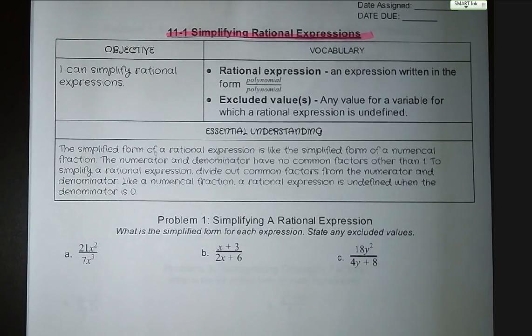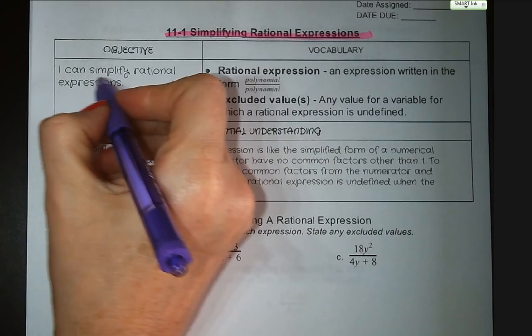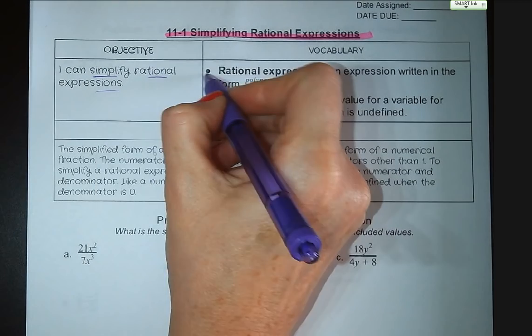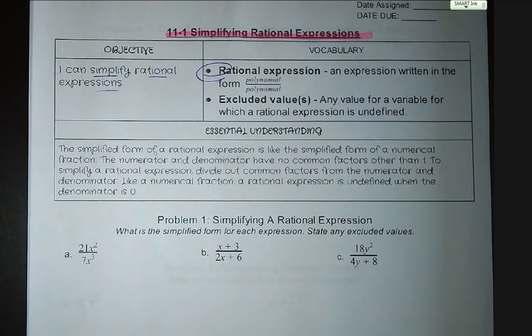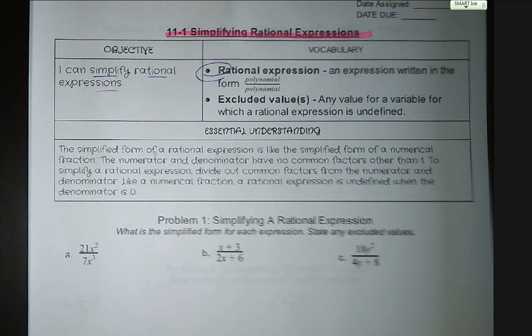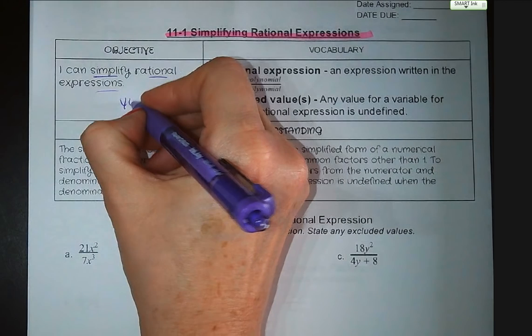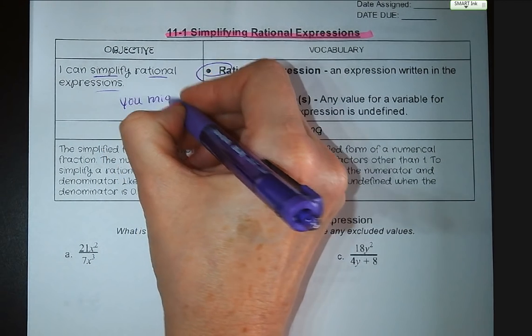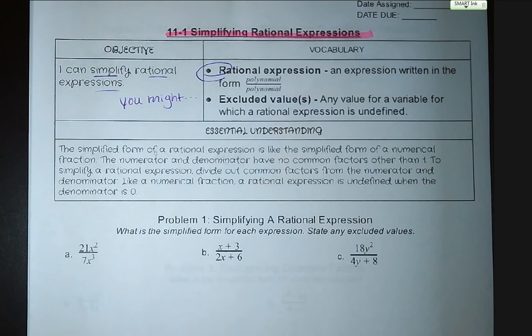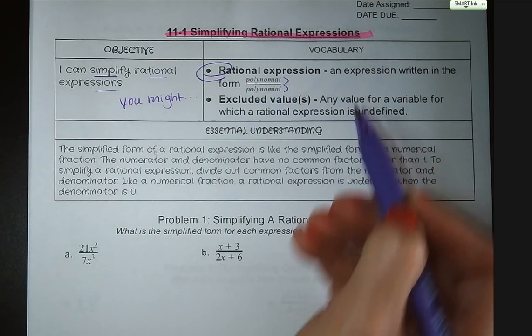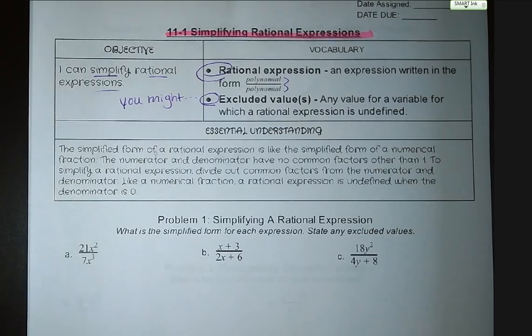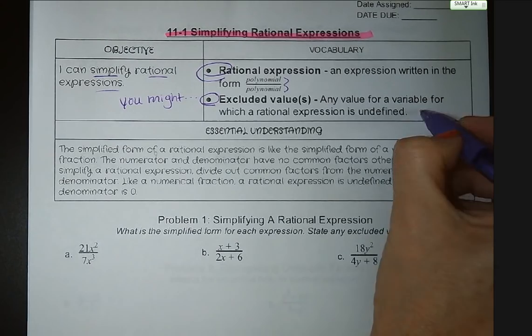Our objective for today is that I can simplify rational expressions. What is a rational expression, you might say? It is an expression that is written in the form of one polynomial over another polynomial. Excluded values are any value for a variable for which the rational expression is undefined. And we know something is undefined when our denominator is 0.